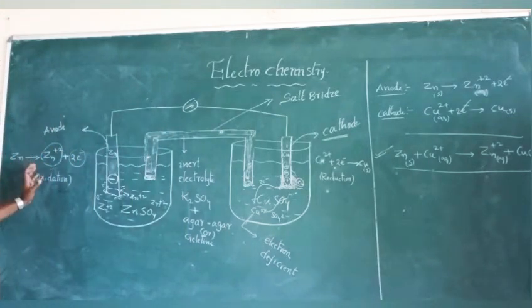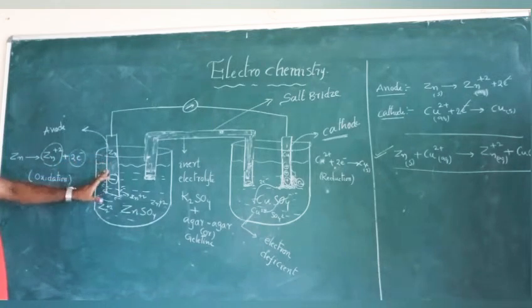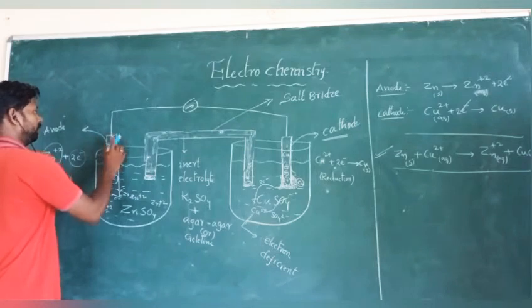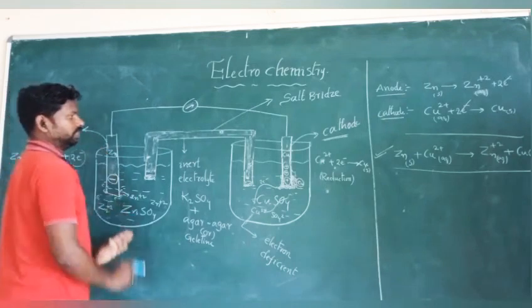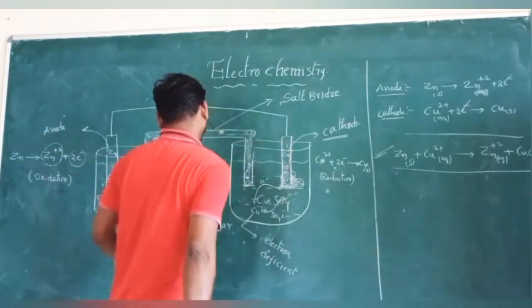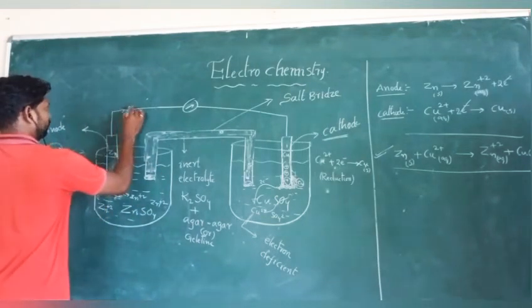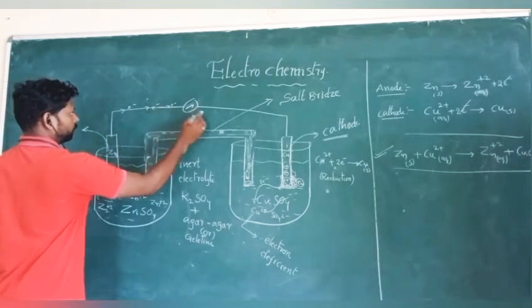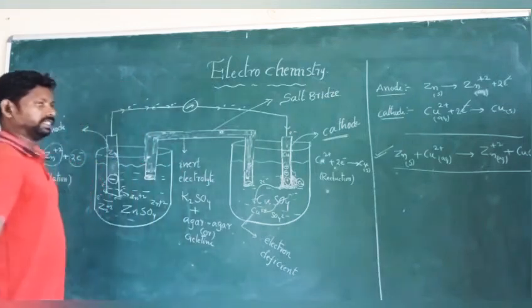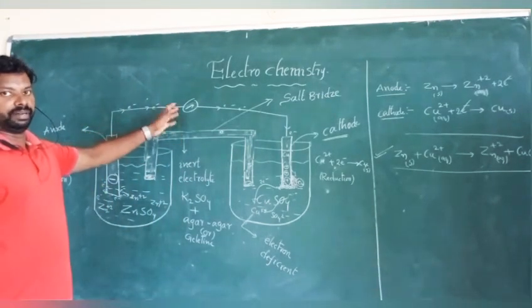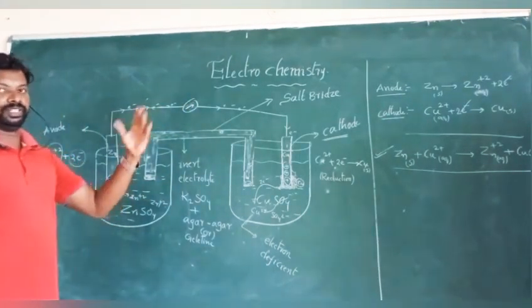Here zinc, which is losing electrons, these electrons are accumulated on the rod. So these electrons are moving from anode to cathode. Why? This rod has a negative charge, this rod has a positive charge. The negative charge is attracted to the positive charge. That is why the electrons are moving from anode to cathode. You can see the reading in the voltmeter.